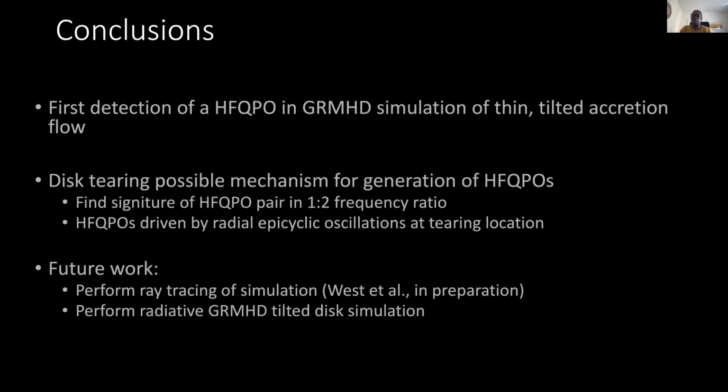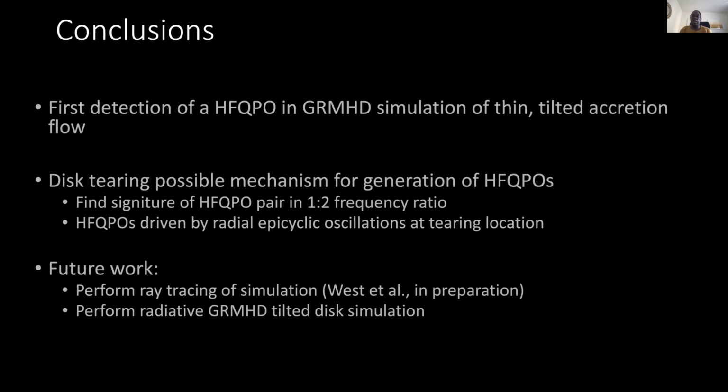So just to conclude, in this work, we have found the first detection of high-frequency QPO signatures in the mass accretion rate of a GRMHD simulation of a thin tilted accretion disk. The result implies that disk tearing may be a possible mechanism for the generation of high-frequency QPOs. Furthermore, we found the 1:2 frequency ratio that has also been observed. But this can also lead to other frequency ratios such as 3:2 and 5:2 by Doppler boosting and relativistic effects.